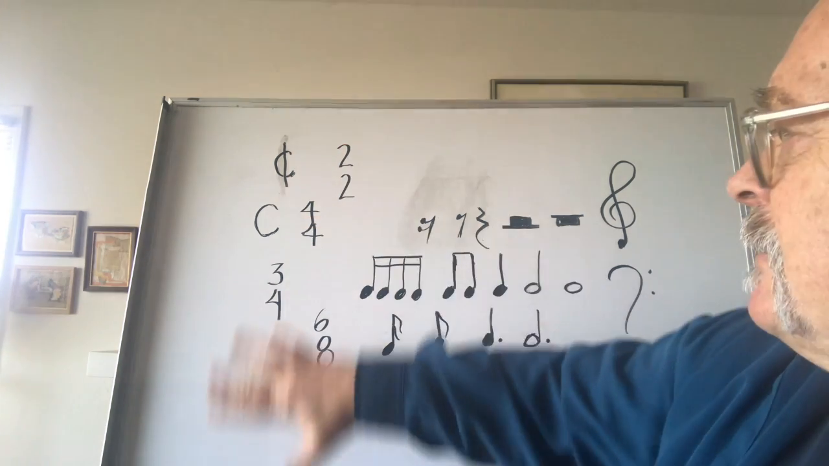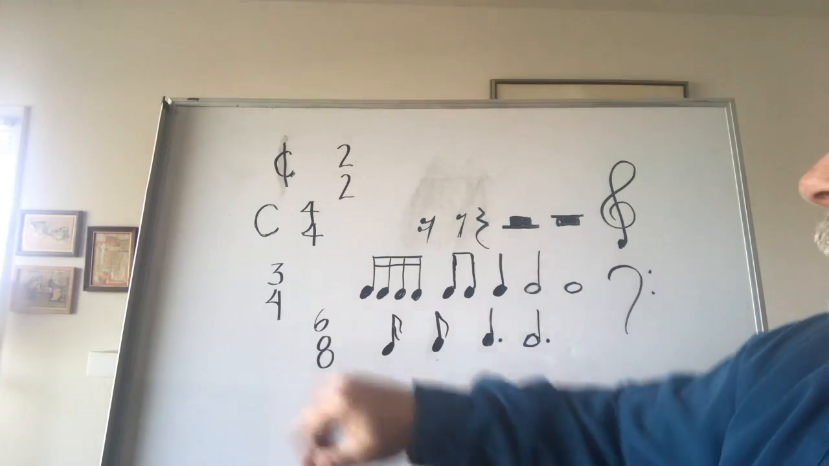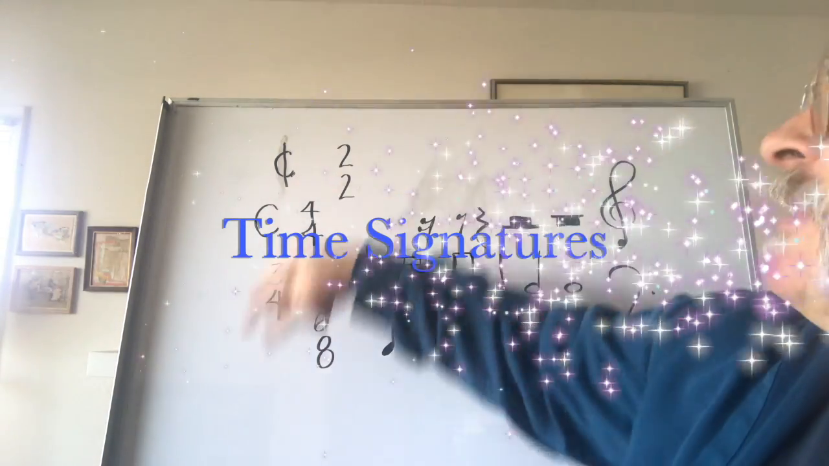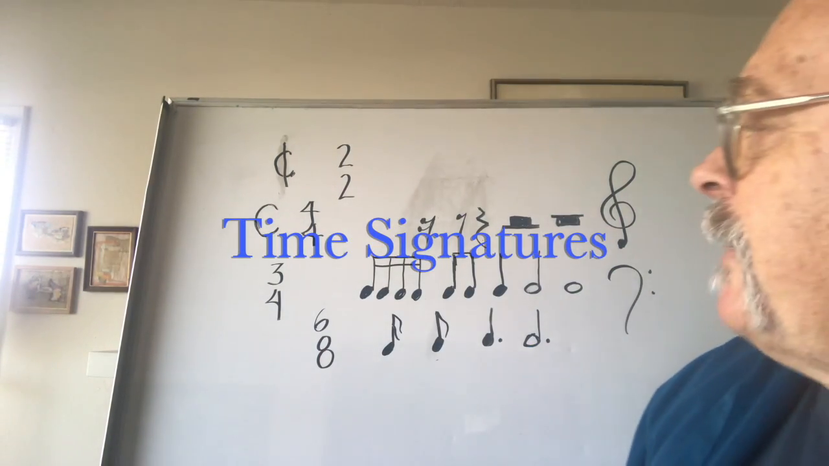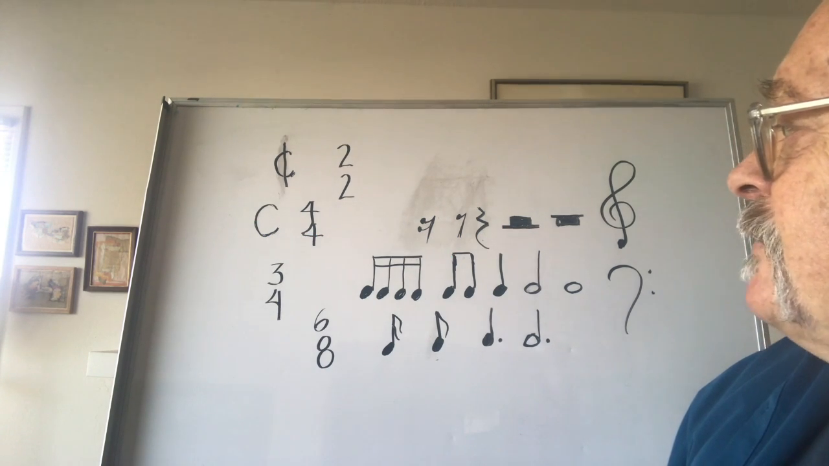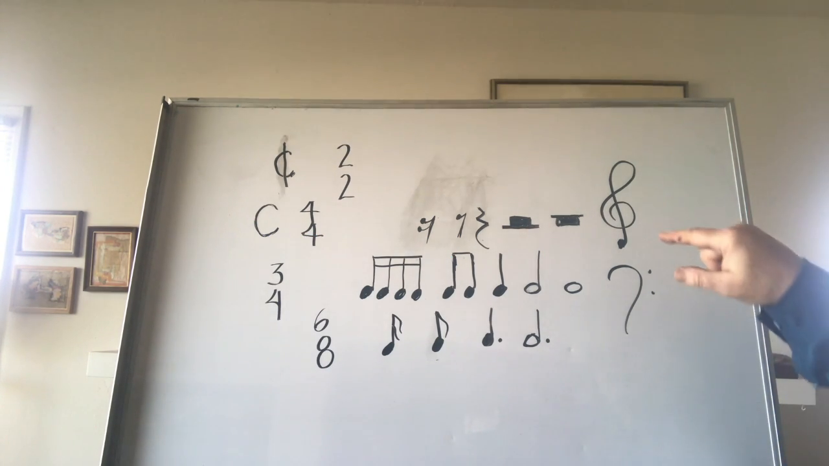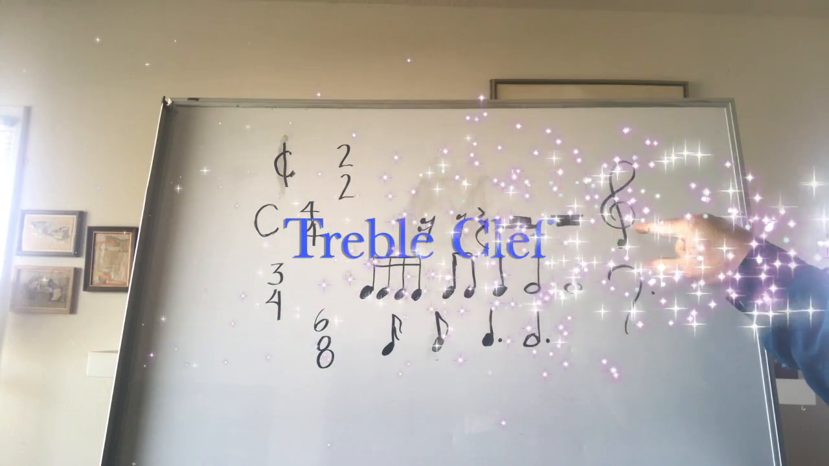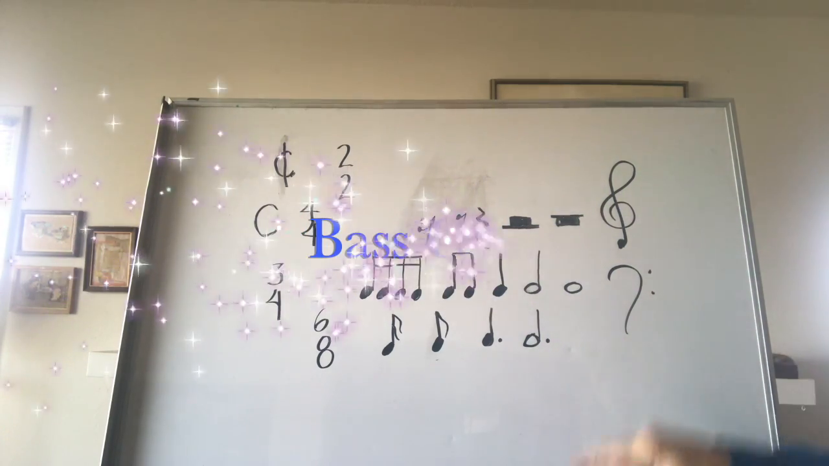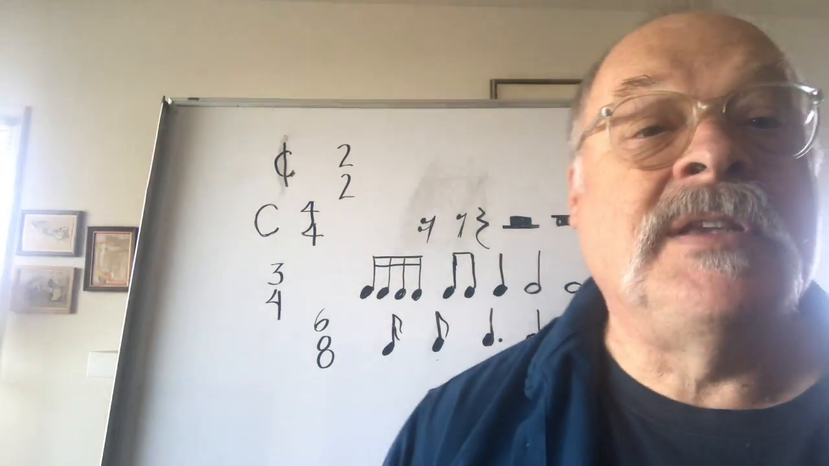And what are all these things over here? These numbers on top of each other. Well, these are time signatures, and those are the things I wanted to talk about with you very soon. And then here is a treble clef and the famous bass clef. And we'll talk about all those things as we go along.